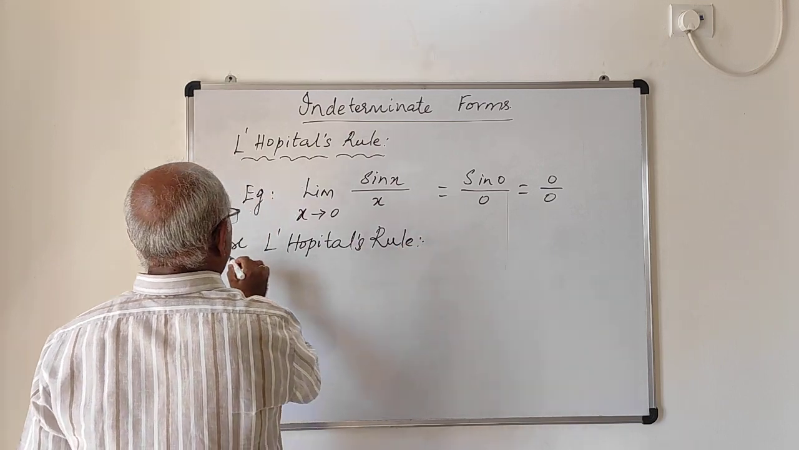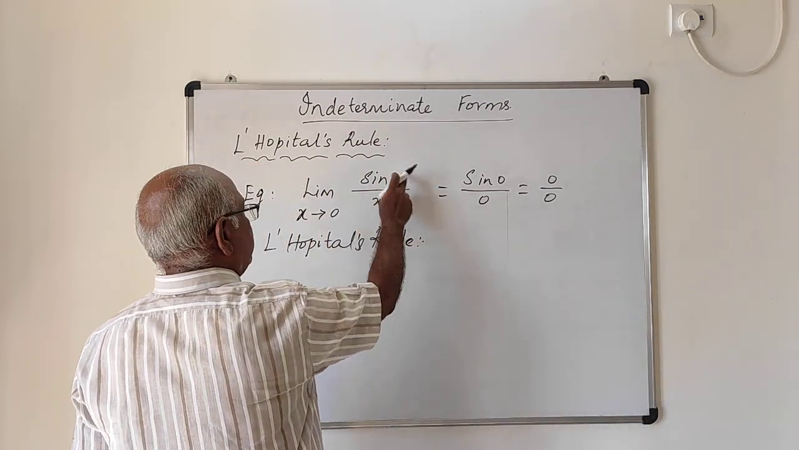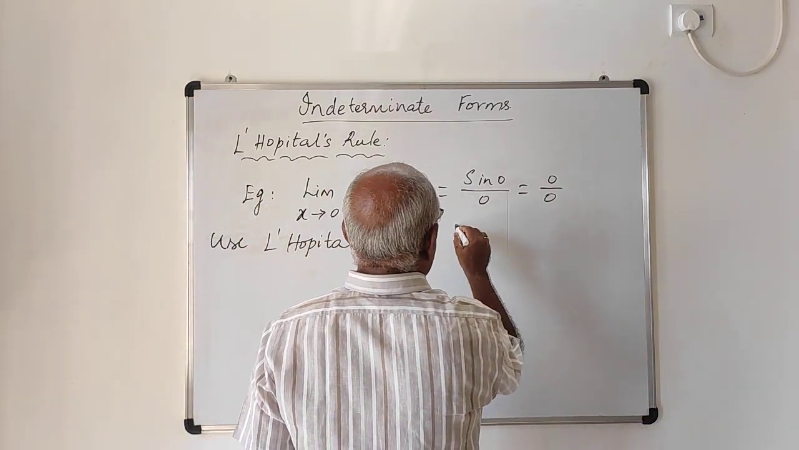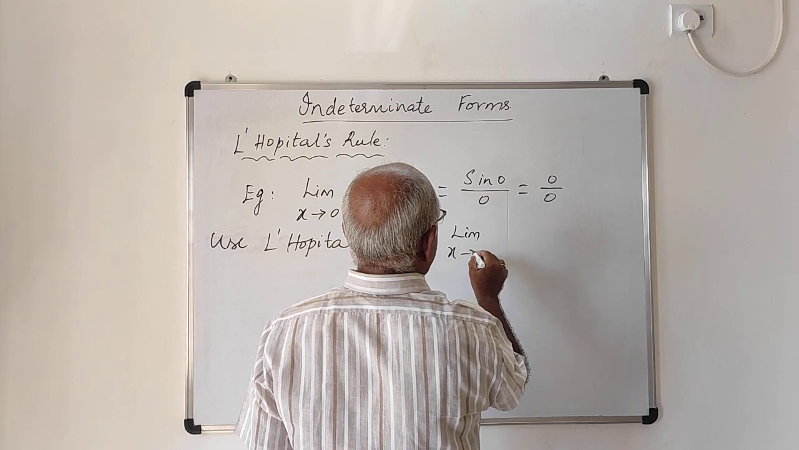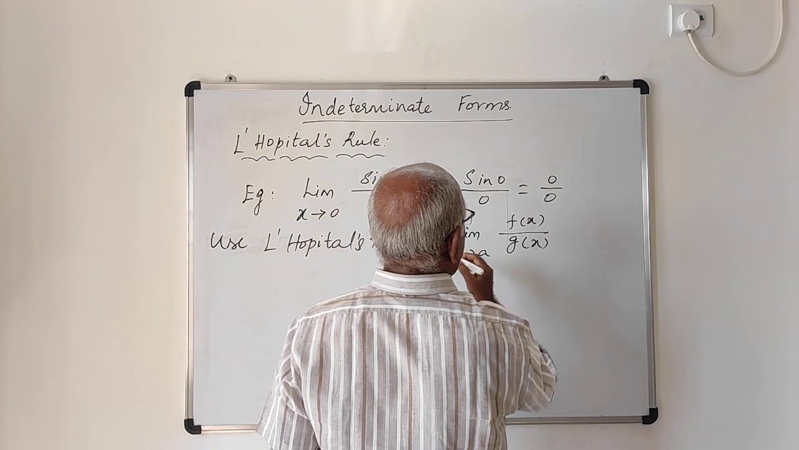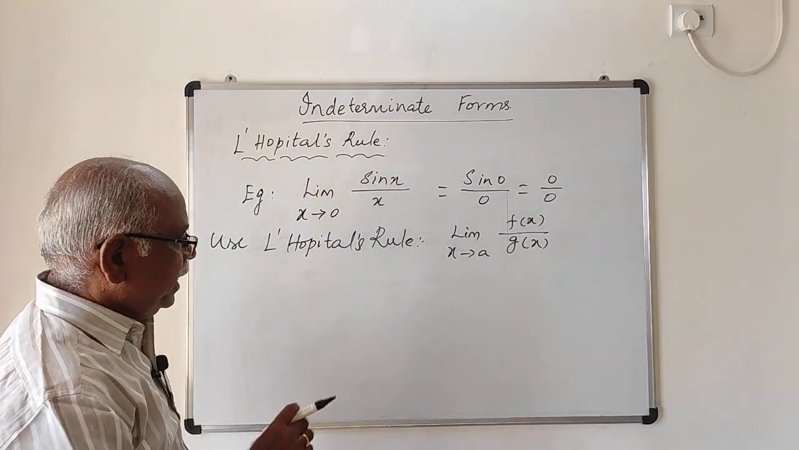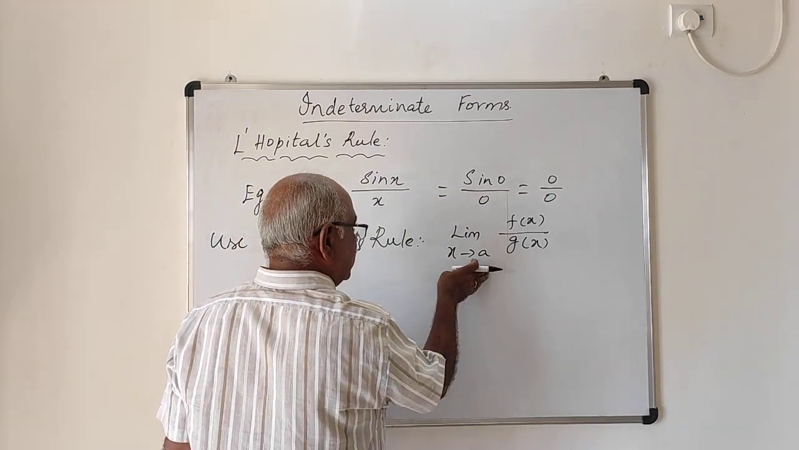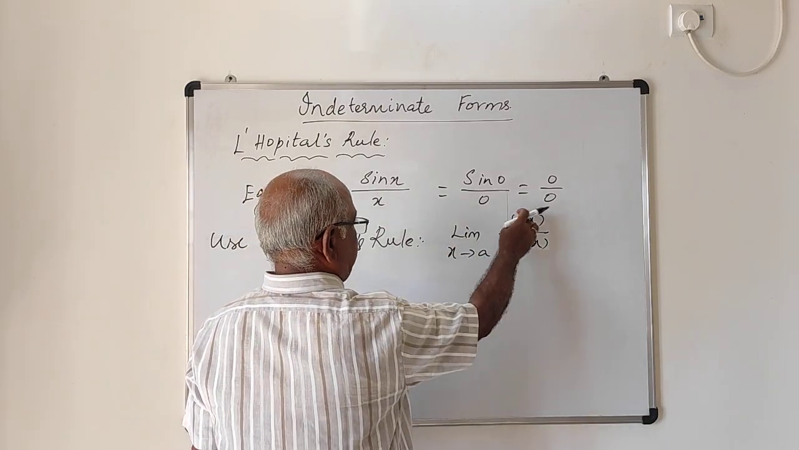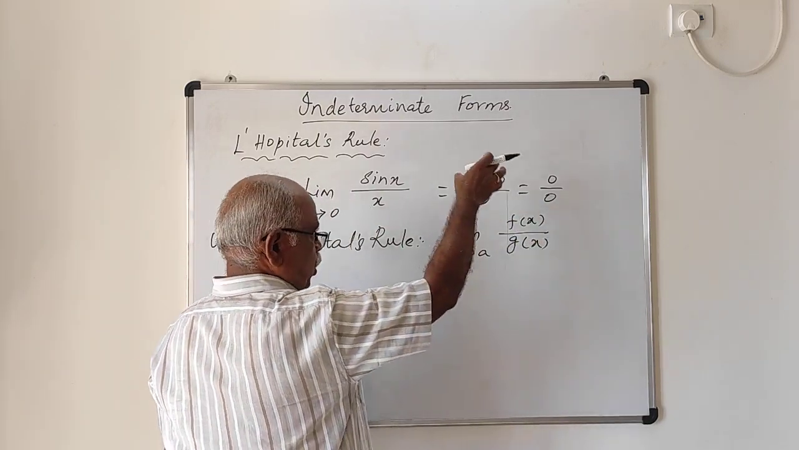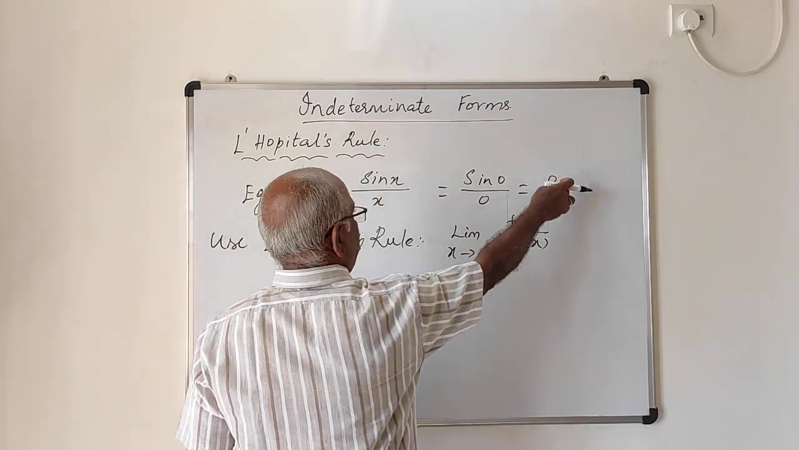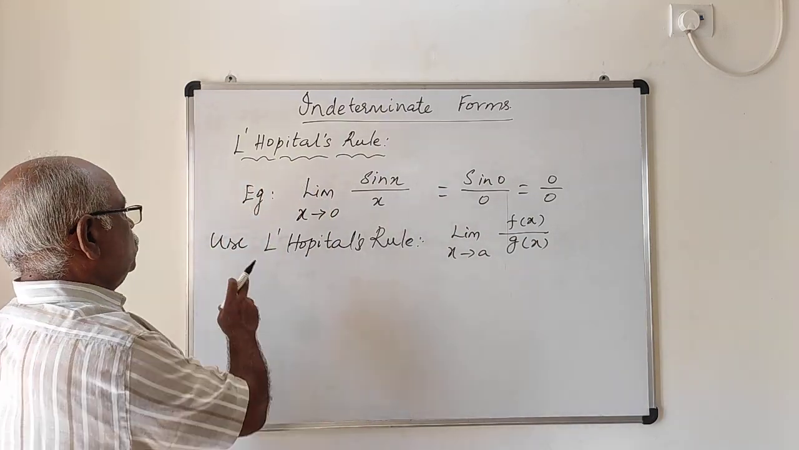What is L'Hopital's rule? Consider the limit of a function of the form numerator and denominator: limit x tends to a, f of x by g of x. The numerator is a function of x and the denominator is another function of x. If you apply the limit and get an indeterminate form, then in this case you have to use L'Hopital's rule.